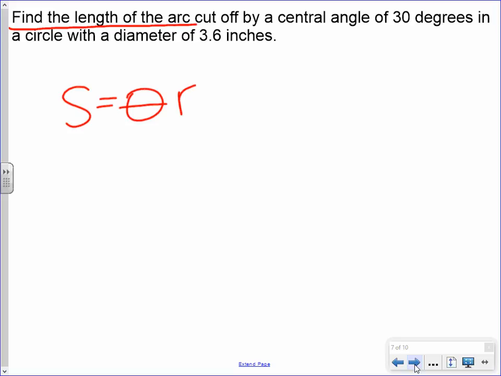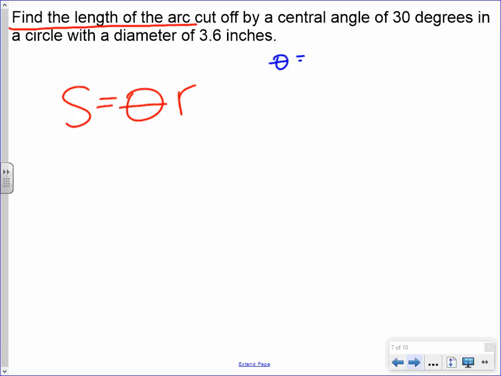I'm going to write down this formula, and we're looking for S, the arc length. Now, they do not give us very nice information. First of all, the angle is in degrees. That's not what we want. Second of all, they give us the diameter. So they give us everything we need, but we have to do some work before we can actually plug in those values.